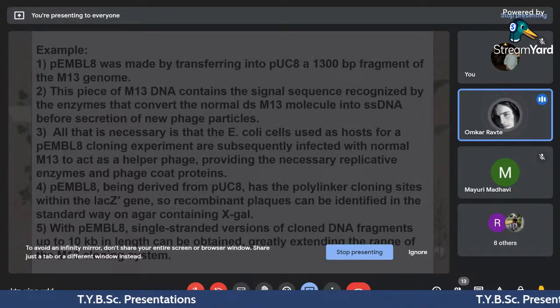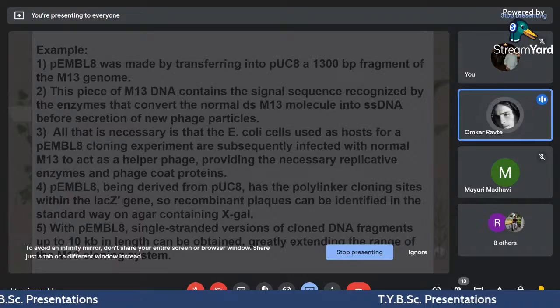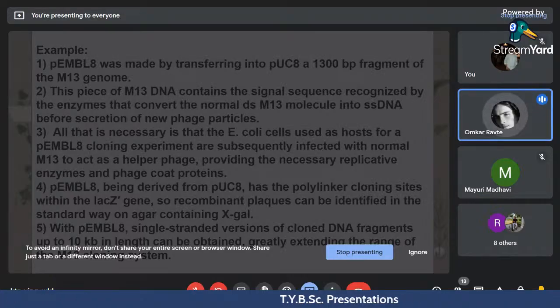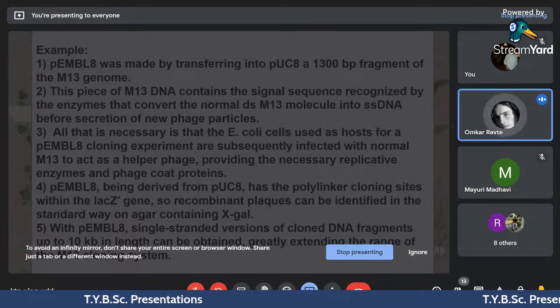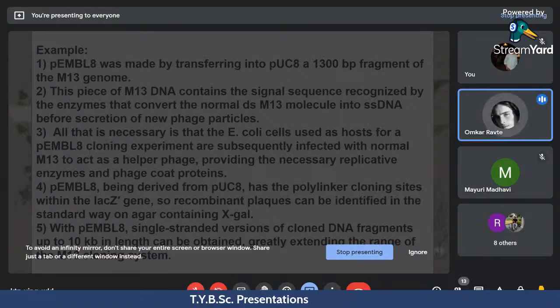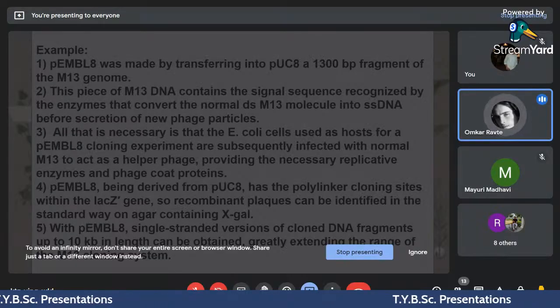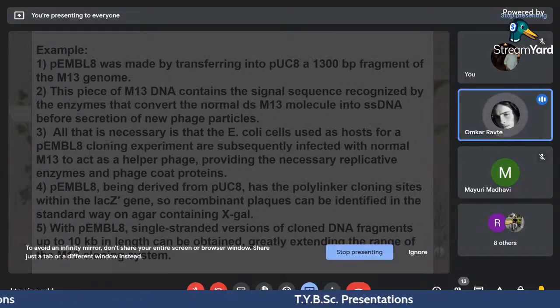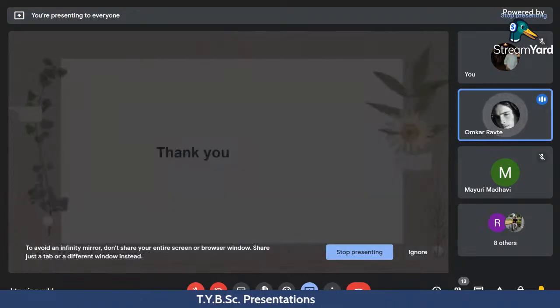pEMBL8, being derived from pUC8, has the polylinker cloning site within the lacZ gene, so recombinant plaques can be identified in the standard way on agar containing X-gal. With pEMBL8, a single-stranded version of a cloned DNA fragment up to 10 kb in length can be obtained, greatly extending the range of M13 cloning vectors. Thank you, sir.